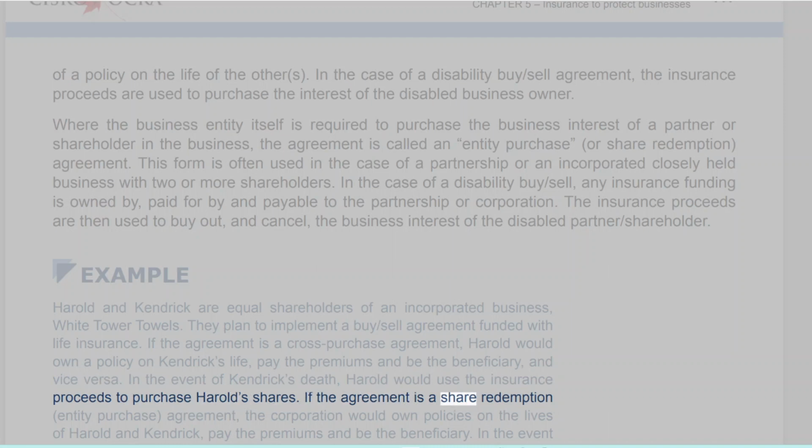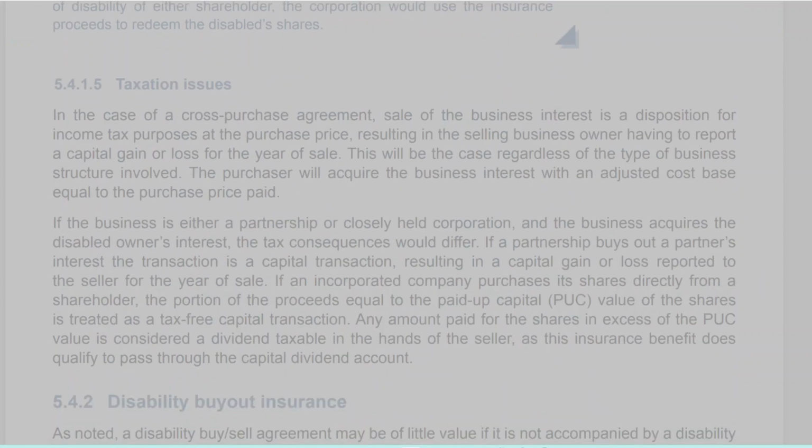If the agreement is a share redemption, entity purchase agreement, the corporation would own policies on the lives of Harold and Kendrick, pay the premiums and be the beneficiary. In the event of disability of either shareholder, the corporation would use the insurance proceeds to redeem the disabled shareholder's shares.